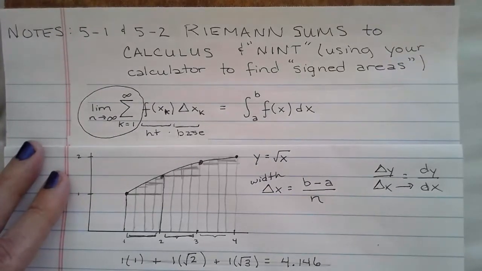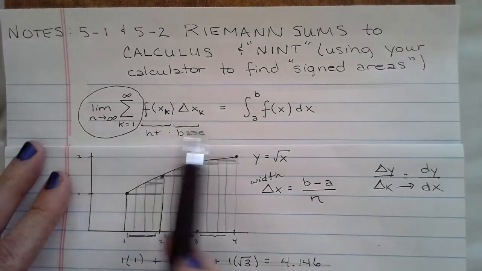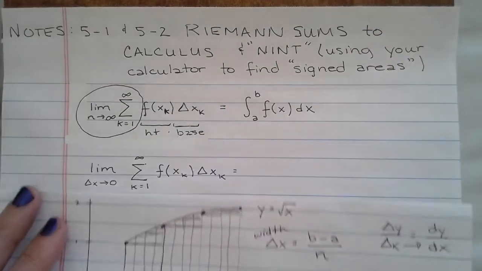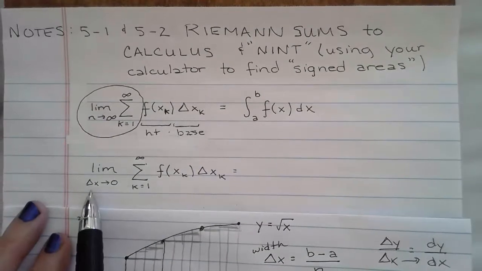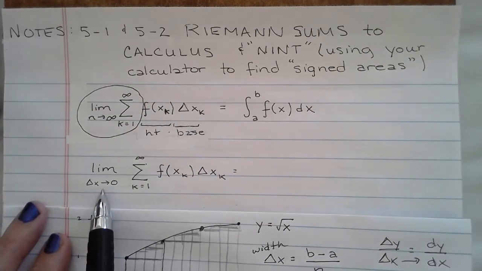Another way that we could look at it, I believe the book uses this notation, is to let the width of each rectangle go to 0.